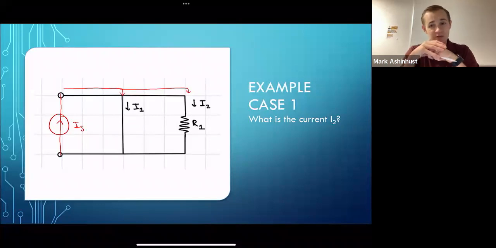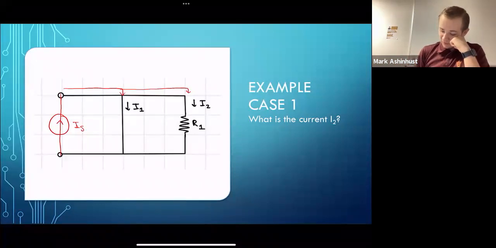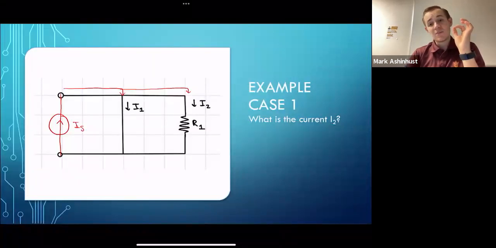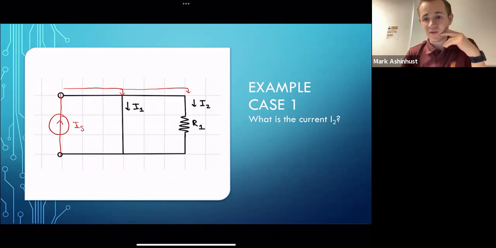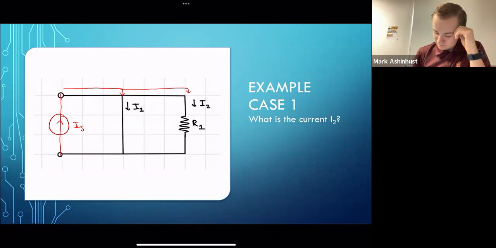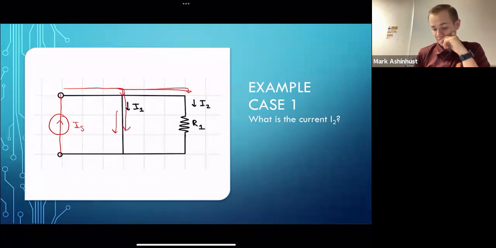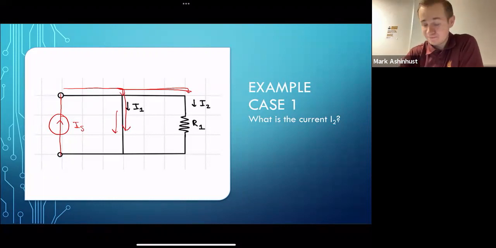I2 in this case is going to be 0 amps. Now, why is it 0 amps? Think back to the phrase I said at the beginning: path of least resistance. Current takes the path of least resistance. So if I1 here has no resistance, that's less than R1, whatever R1 could be. So all the current is going to go through I1. I1 is going to get all of IS. Therefore, I2 will be 0 amps.